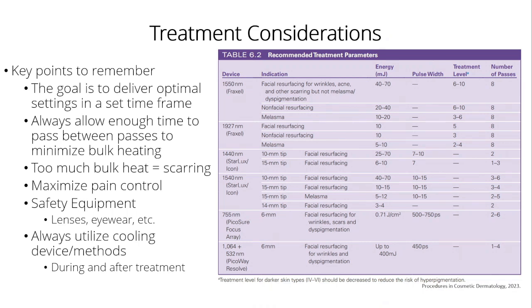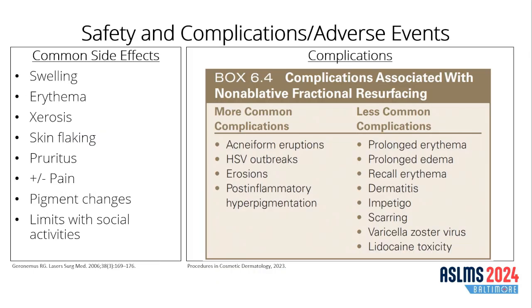When you're thinking about the actual treatment that you're doing, your key points to remember are going to be delivering your settings in an optimal time frame. You want to make sure that you're allowing enough time to pass between those passes, not having a lot of bulk heating. This is a general treatment table from the 3rd edition of Procedures in Cosmetic Dermatology that gives you some different settings based on what you're treating. Keeping in mind that if you're treating darker Fitzpatrick skin types, you will want to adjust your settings as well.